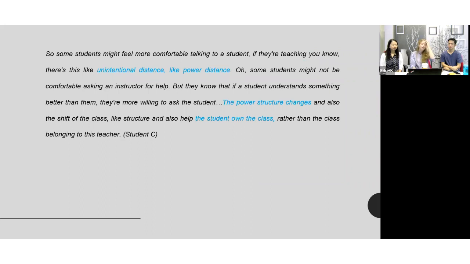So student C talks about the power distance between lecturers and students. And again, this is maybe a cultural thing based on the research done by Wong. So students may feel more comfortable relating to other students, asking help from other students. And generally, I would say in the first class or two, there's still this sort of power structure.